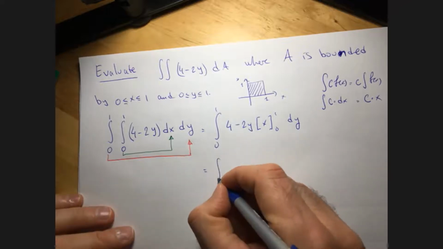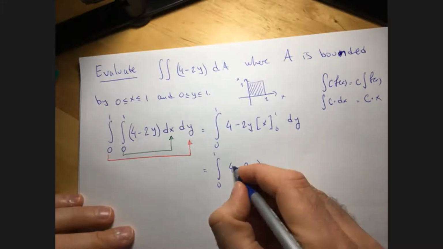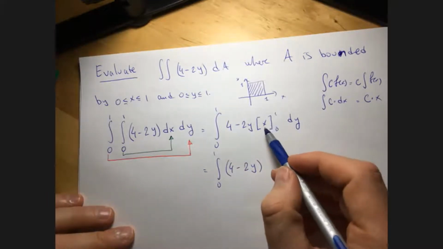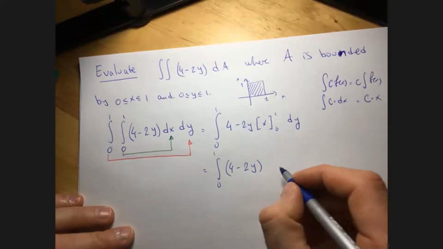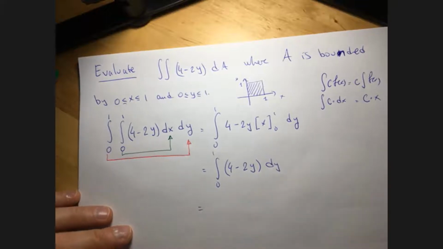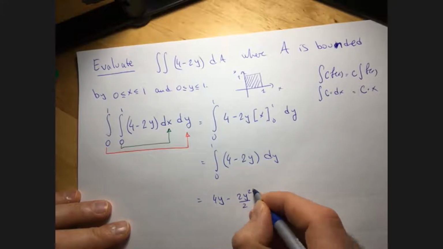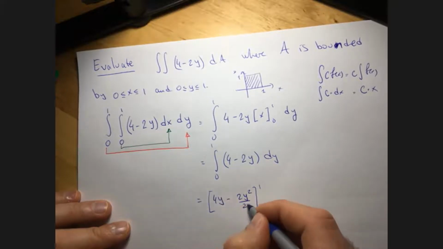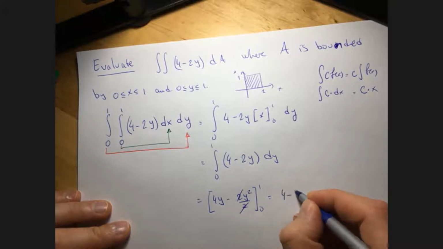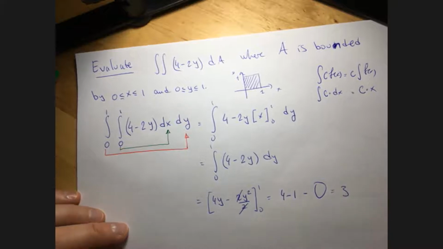That will give me the integral from 0 to 1 of 4 minus 2y times 1, right? When x is 1, 1 minus 0 is 1, times 1 is 1, dy. And then you have a single integral in terms of y, so that's 4y minus 2y squared over 2, evaluated from 0 to 1. That's 4 minus 1 minus 0, when you plug in 0 for both of them, and that integral is equal to 3.